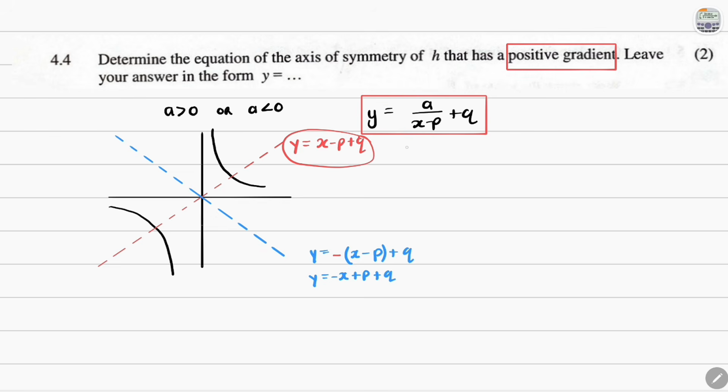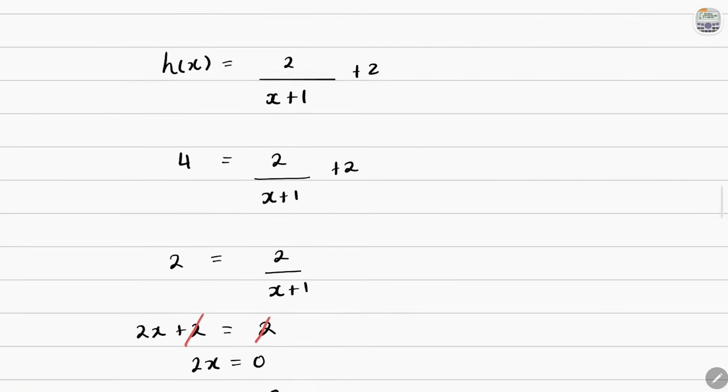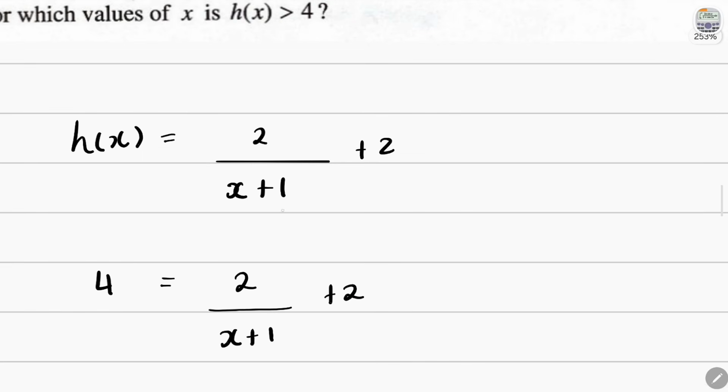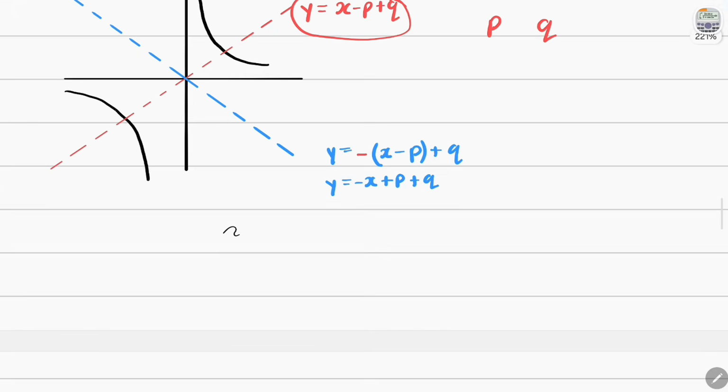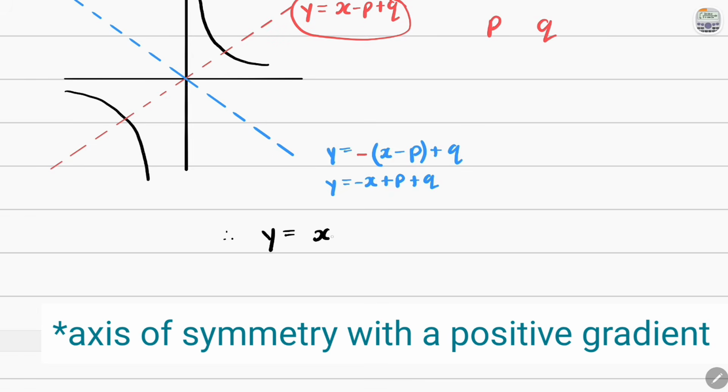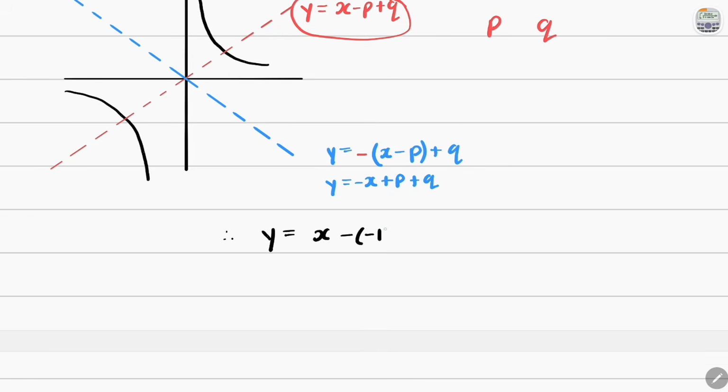So all we need is the value of p and the value of q. So we can see the value of p and q in our hyperbola. We found that p is actually negative 1 because this is x minus negative 1, x minus p. And q is just plus q, so whatever this is, that is q. So we can see p is negative 1 and q is positive 2. Therefore, our axis of symmetry is y equals x minus p, so minus negative 1, plus q, so plus 2.